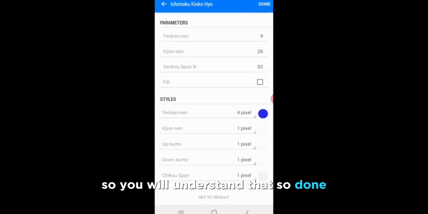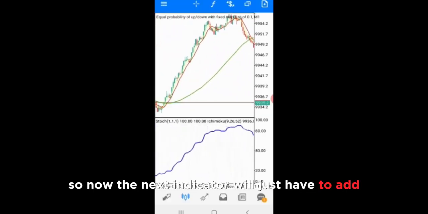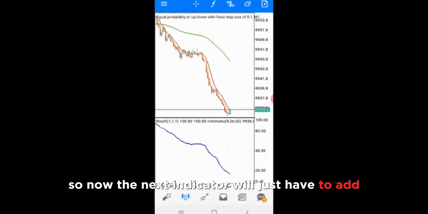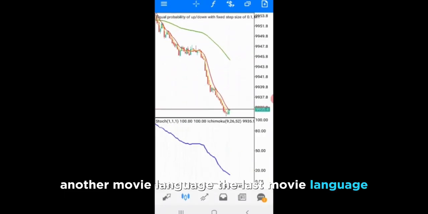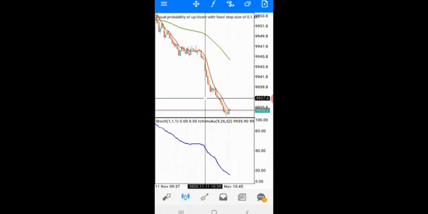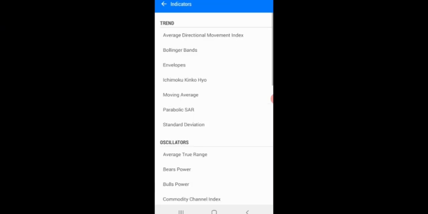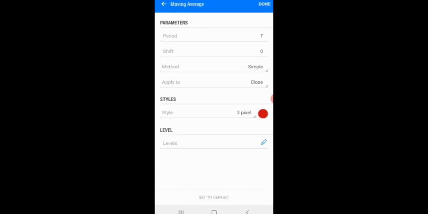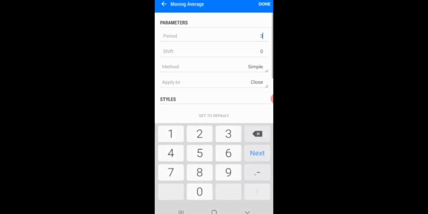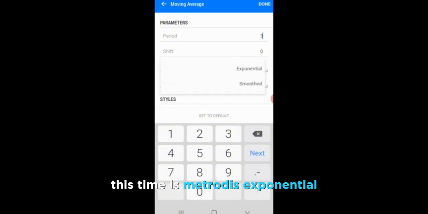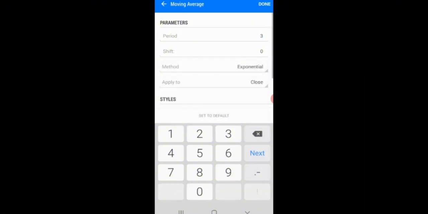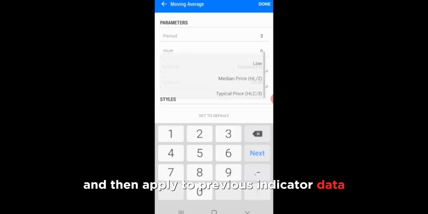So done. Now the next indicator, we'll just have to add another moving average, the last moving average. But this time it won't be on the main chart, we'll add it in the indicator window one. We'll add the moving average. The period is 3. The method is exponential, and then apply to previous indicator data.